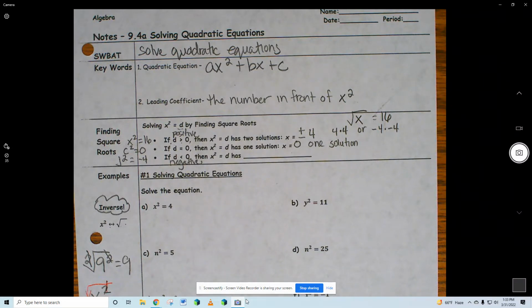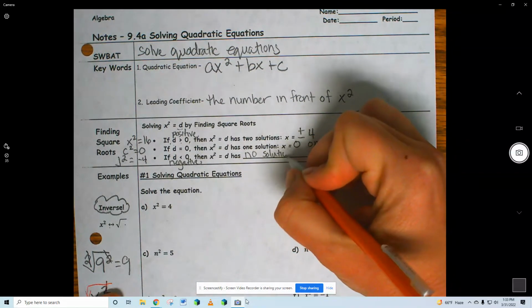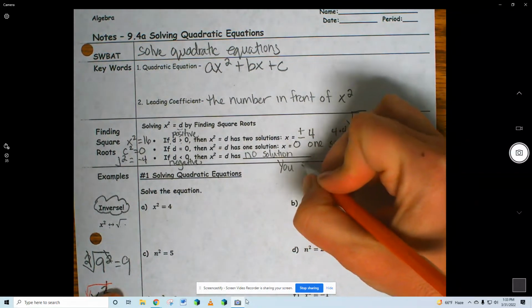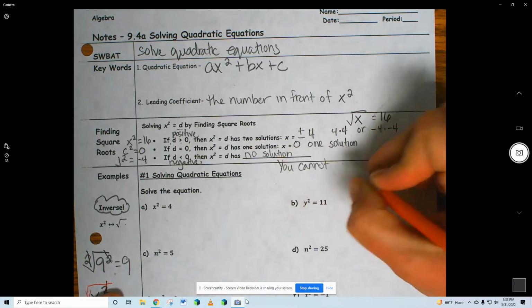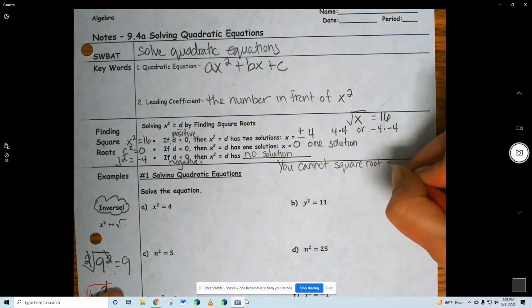So we're not at this level. Okay? Algebra 2, we'll talk about it again. But it has no solution. No solution. You cannot square root a negative.